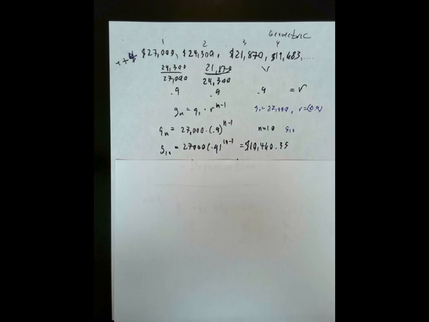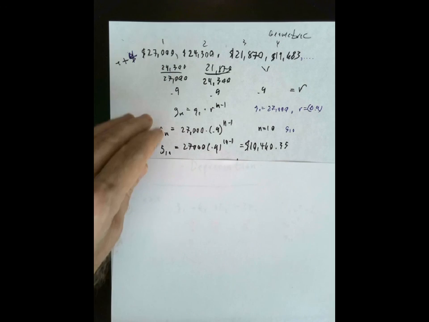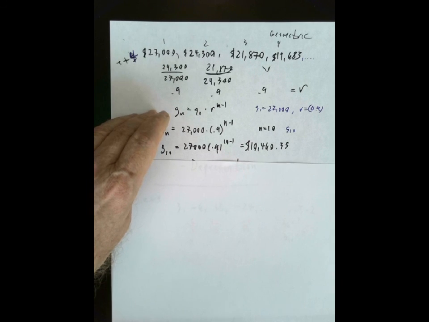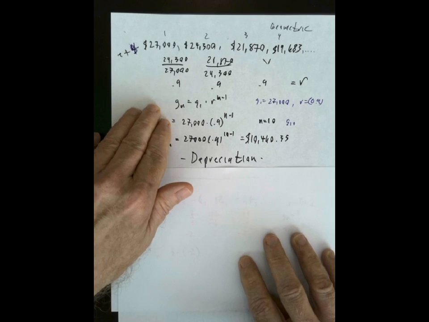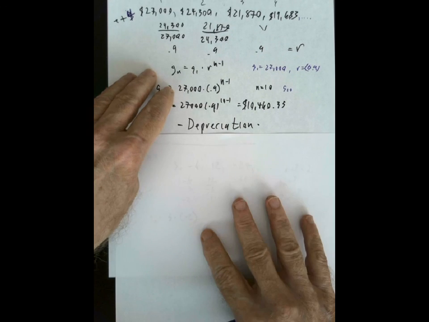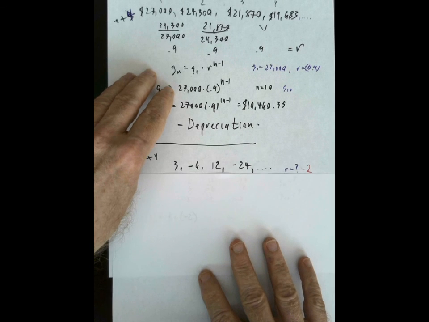All right, very good. Now remember, this pattern that we see with cars and with virtually any other piece of equipment that you might have, like in your office, it depreciates in value over time, often at a predictable rate. In this case, it's an exponential rate, and that's called depreciation. Okay, so now let's try another example here.